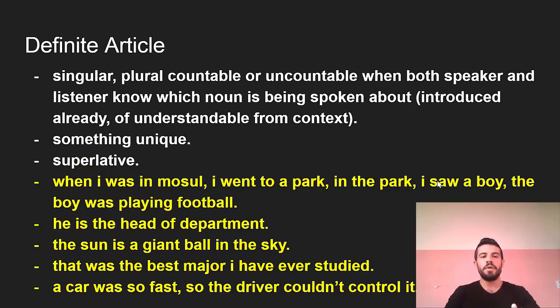Now the last thing, or finally, we have the definite article. We use it with singular, plural, countable or uncountable nouns. But here we have a condition, and it's very important: when both the speaker and listener know which noun is being spoken about. For example, when something has already been introduced, the listener will know that. Also, something is understandable from context. Sometimes something is understandable just by context.